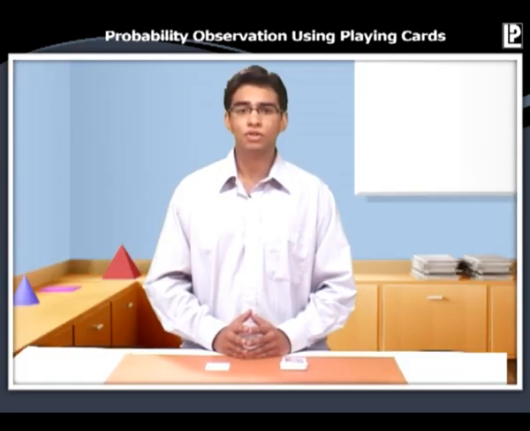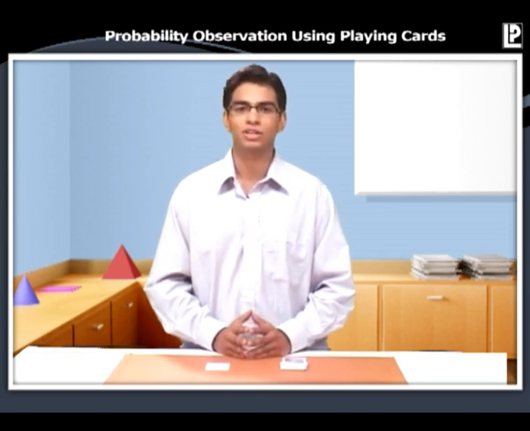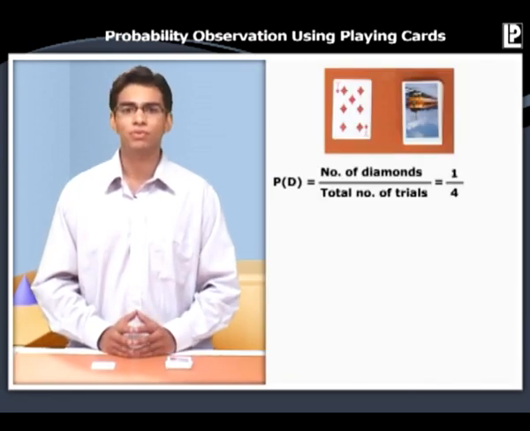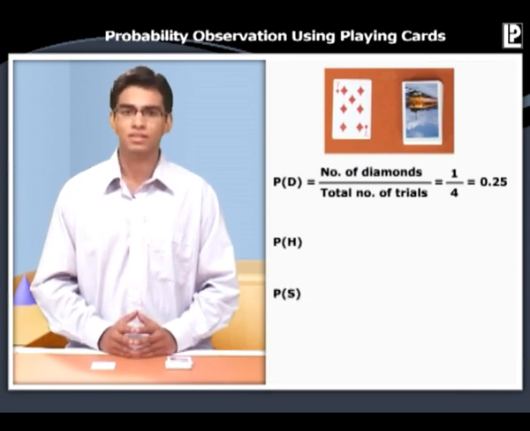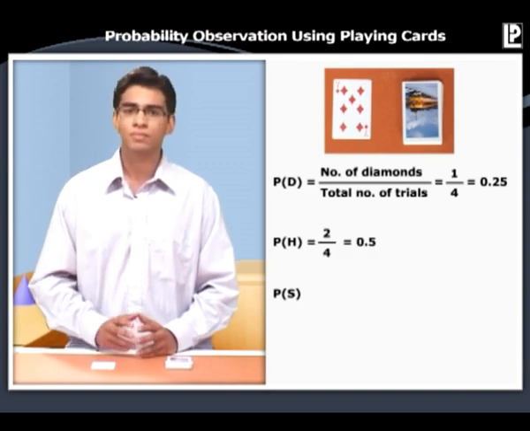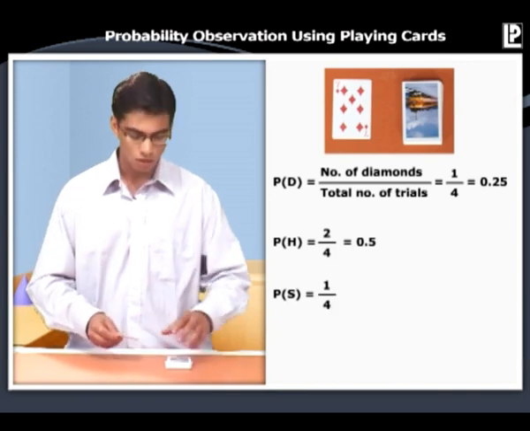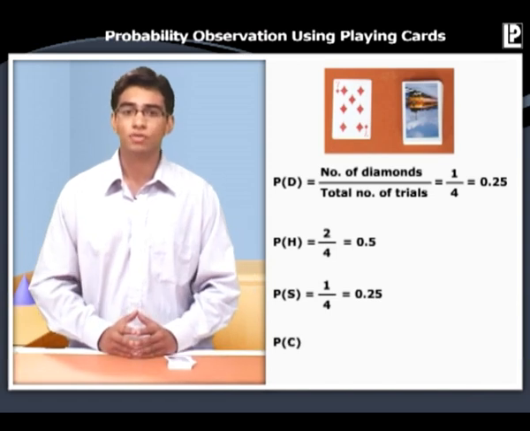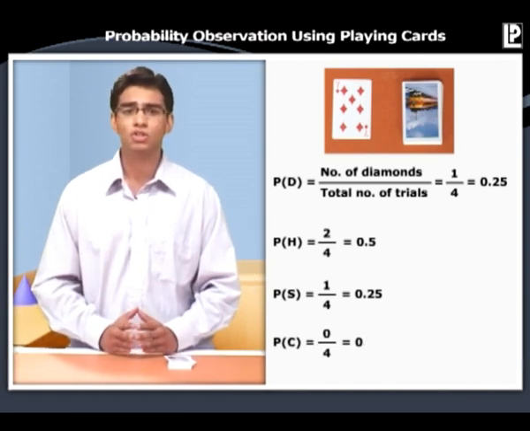Now, we've drawn a diamond card this time. This is our first diamond card in 4 trials. So, the probability is 1 divided by 4, that is equal to 0.25. The probability of hearts and spades, that is 2 hearts in 4 trials, which is equal to 0.5, and 1 spade in 4 trials, which is equal to 0.25. The probability of clubs is 0 as we have not drawn a club card in the last 4 trials.